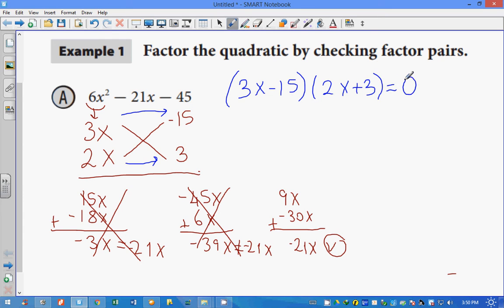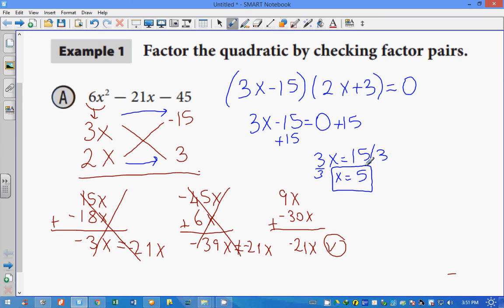So how do we get the solution? How do we get the values of x? 3x minus 15, which is equal to 0. Then we have to add 15 on both sides. 3x is equal to 15. X will be 5 because we divide by 3 on both sides. The first value of x is 5.